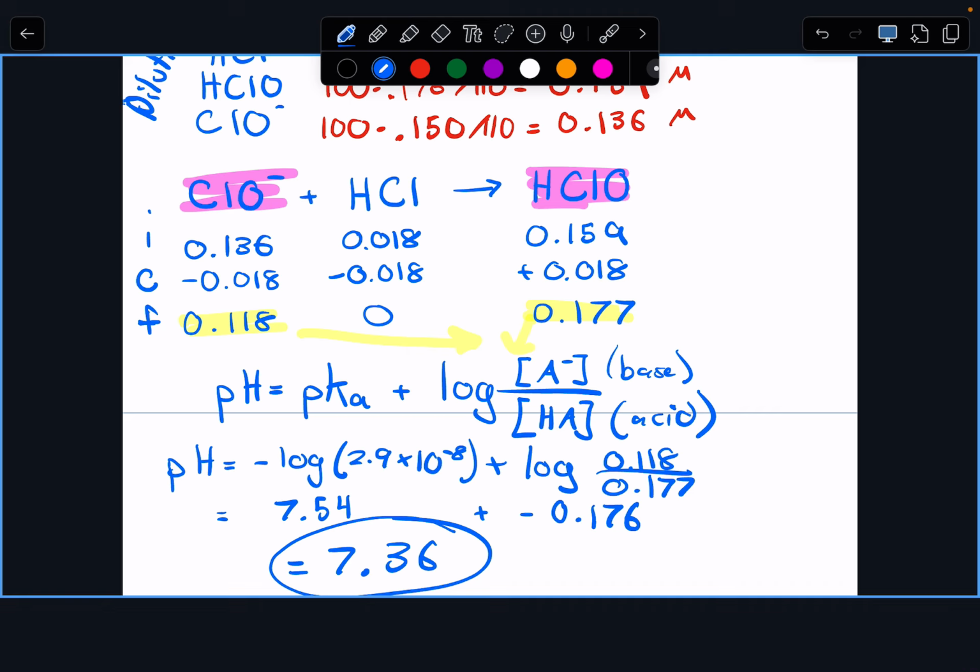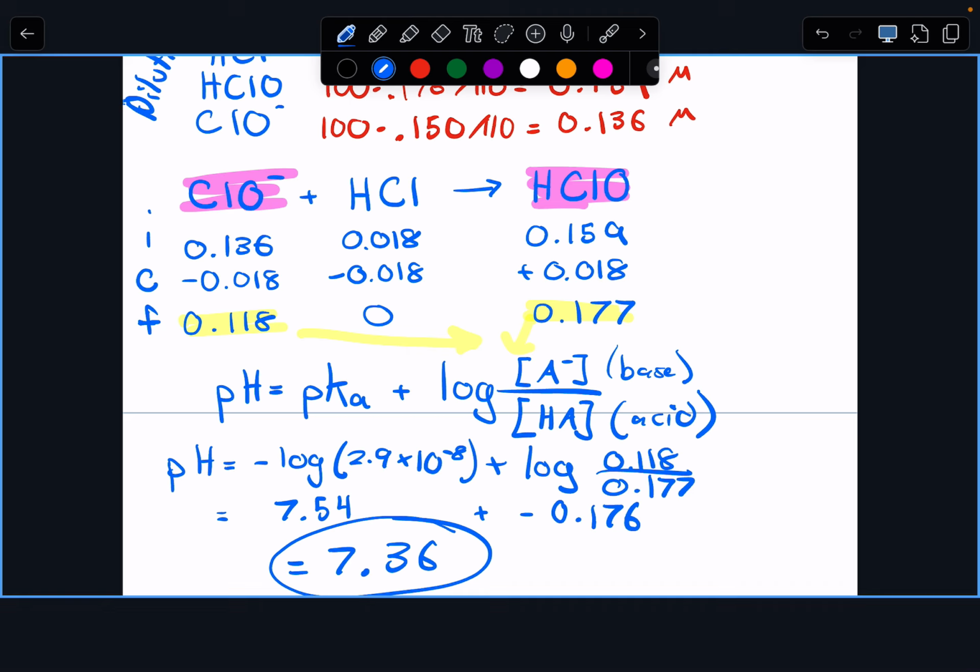Okay, what clarifications do we need? Where are we getting stuck with these? When I send you this document, I'm going to have, like, do an ice table, do a dilution step, do the Henderson-Hasselbalch equation. That's what this one is, okay?